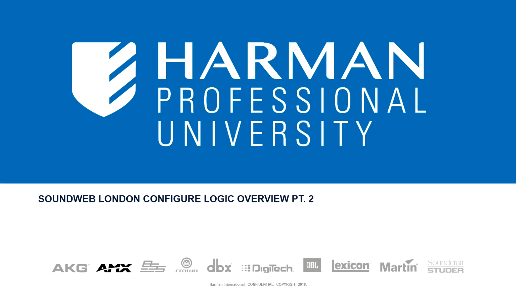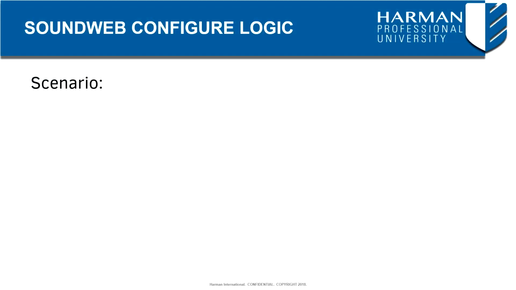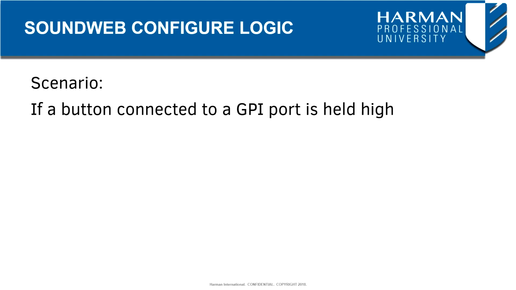For Exercise 1, let's go ahead and build a push-to-talk button for our microphone. So if a button connected to a GPI port is held high, then we want the microphone to be unmuted. Otherwise, we want the microphone to remain muted. Now, technically, we could do this without logic, but it never hurts to learn a few new tricks.